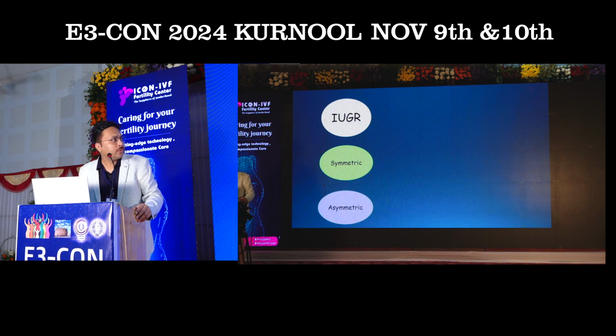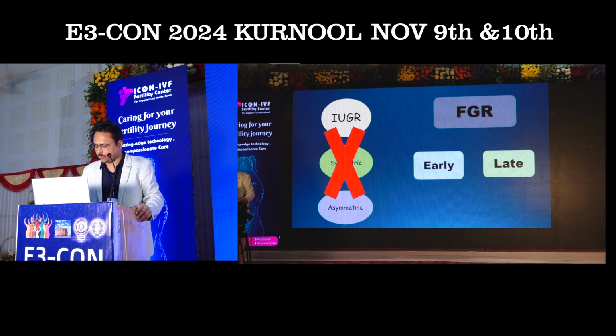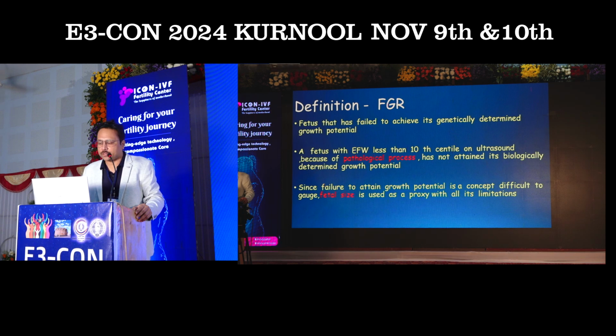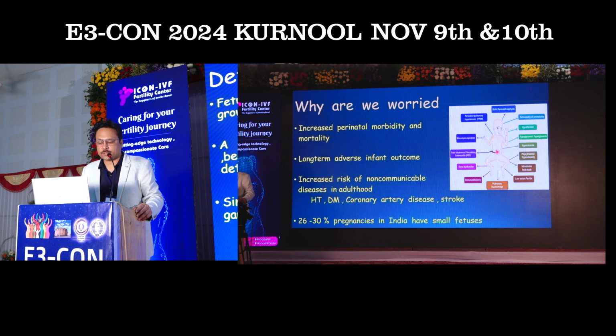So up till now, we have been using these words IUGR, intrauterine growth retardation, symmetric IUGR, asymmetric IUGR, but nowadays we don't use these words. We use FGR, that is fetal growth restriction, which could be either early or late. So what is the definition? Fetus that has failed to achieve its genetically determined growth potential is called as FGR. But since this growth potential cannot be judged by any way, so we use fetal size as a proxy with all its limitations. So the correct definition is a fetus with estimated fetal weight less than 10 centile on ultrasound because of pathological process has not attained its biologically determined growth potential.